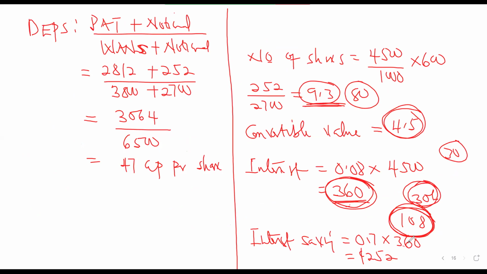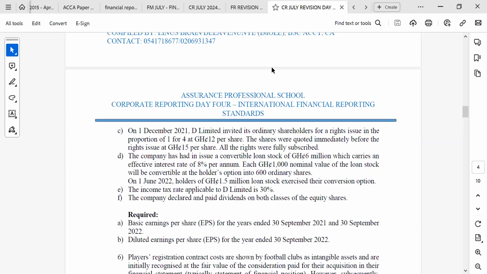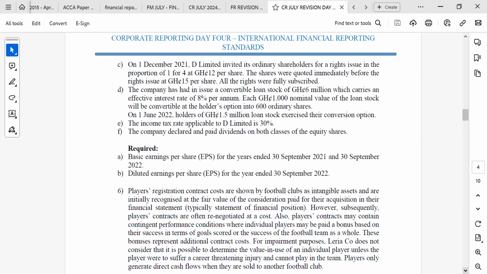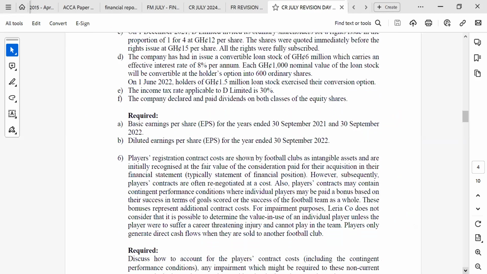Yeah, Auntie Juliet, your hand is up. Good evening, sir. Yes, ma'am. Please, the convertible bond was converted on 1st June 2022. Yes, please. And so what about the interest for the 8 months before the 1st June?